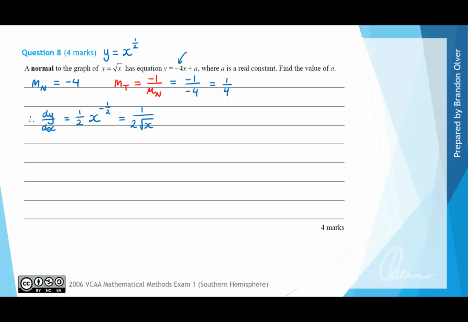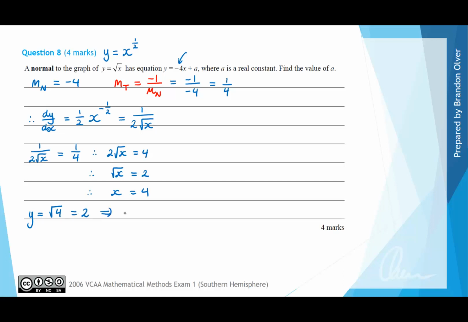And we know that we want to solve the derivative, 1 divided by 2 times the square root of x, is equal to 1/4. Therefore, we can solve 2 times the square root of x is equal to 4. Therefore, the square root of x is equal to 2 when you divide both sides by 2. And squaring both sides, we find that x is equal to 4. And if we know that x is equal to 4, we can find the y value is equal to the square root of 4, which is simply 2.